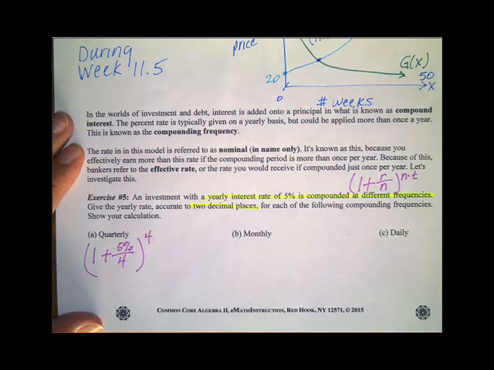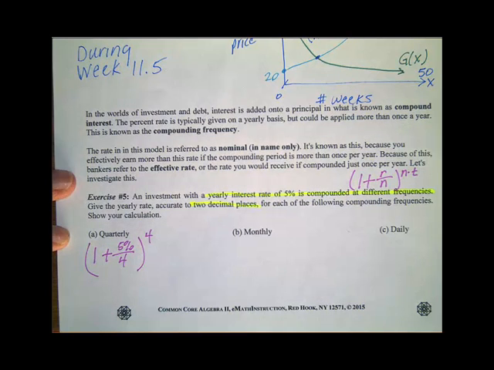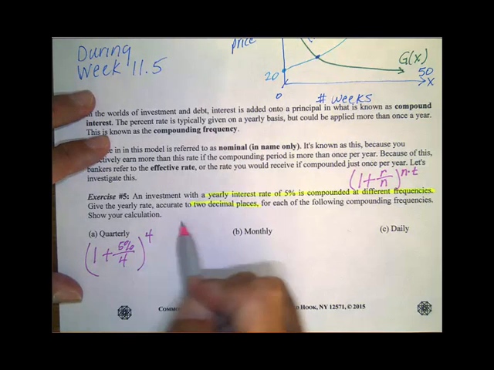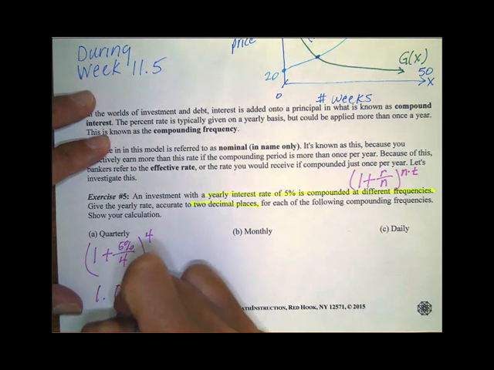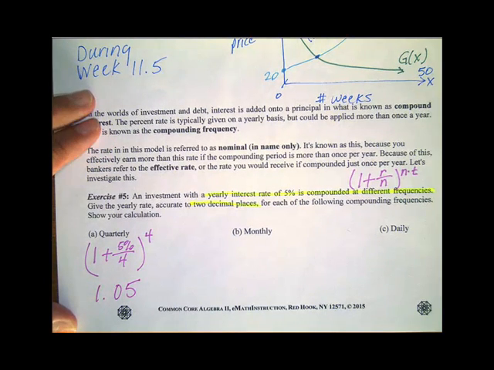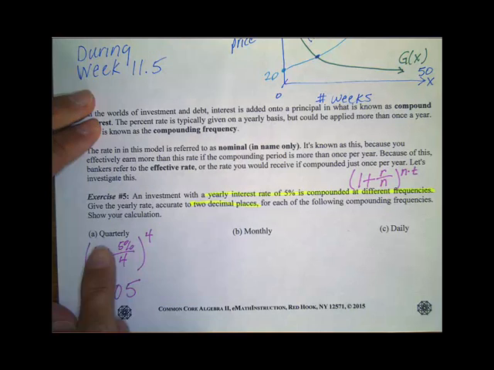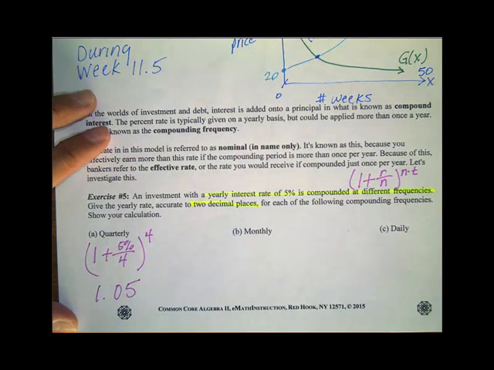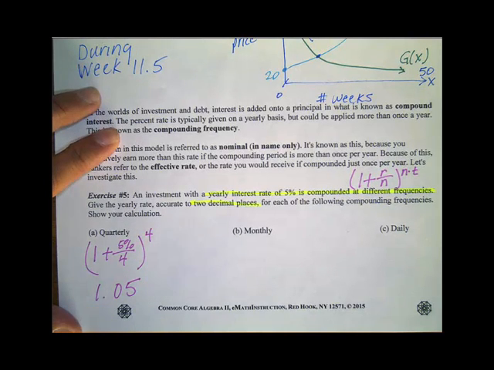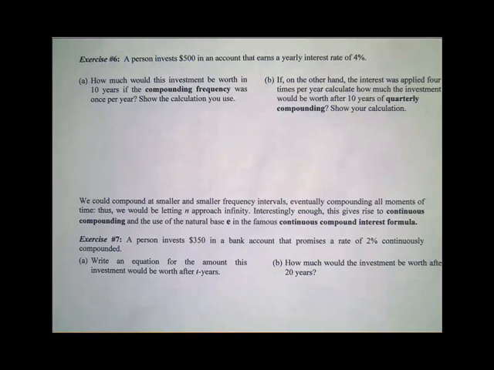So go ahead, pause, do that in your calculator. And this says to do it to 2 decimal places. So our yearly rate is still 5% because it was only compounded quarterly, or 4 times a year. Why don't you go and try to do your monthly and your daily, and then continue the video. Hopefully you got those answers to B and C. If not, make sure you ask in class.